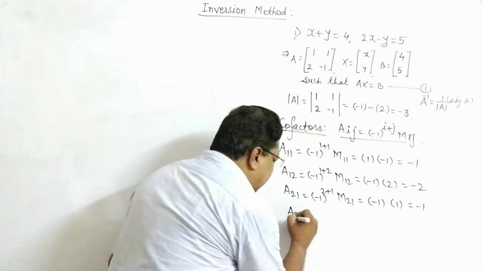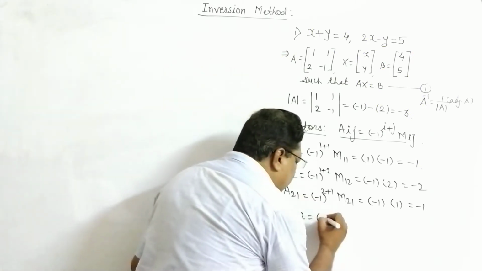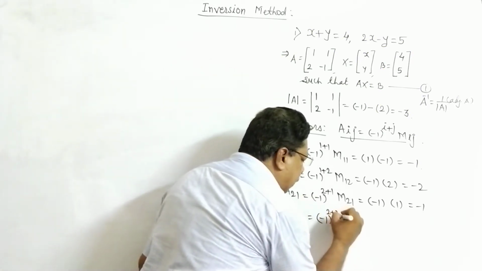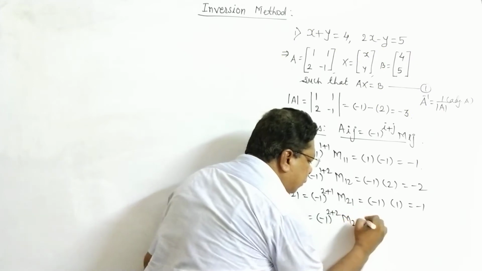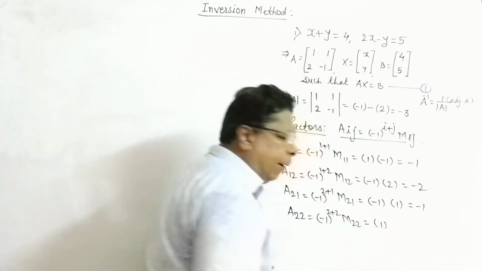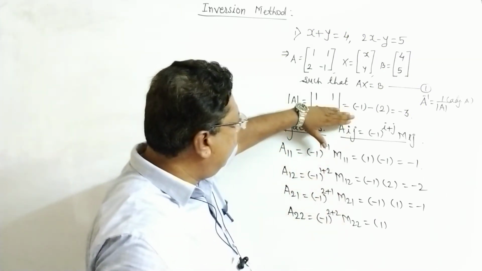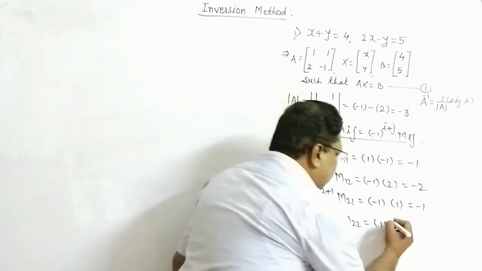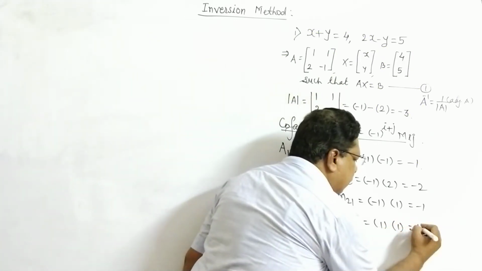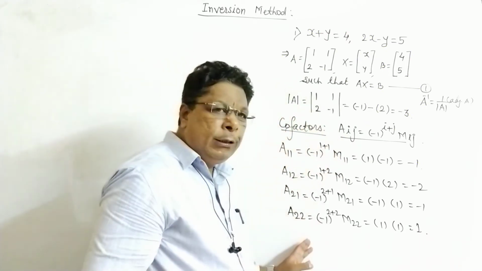Now next cofactor A22, this is the last cofactor. A22 is minus 1 raised to 2 plus 2, M22. Minus 1 raised to 4 is even, so it is plus 1. M22, minor of A22, second row second column removed, is 1. 1 into 1 is 1. These are the cofactors.